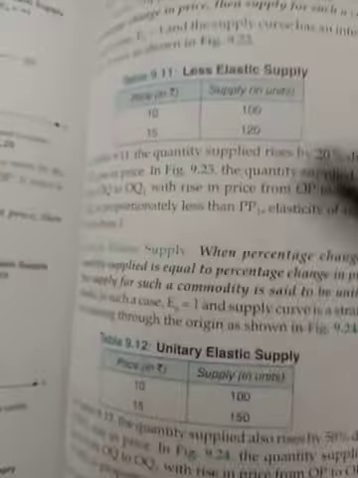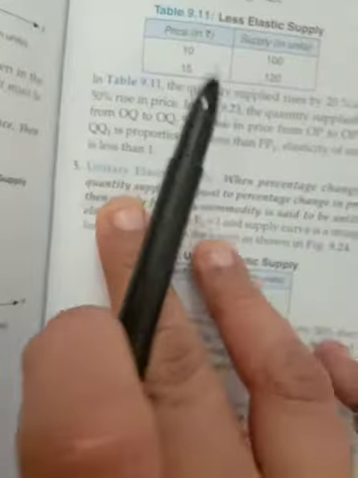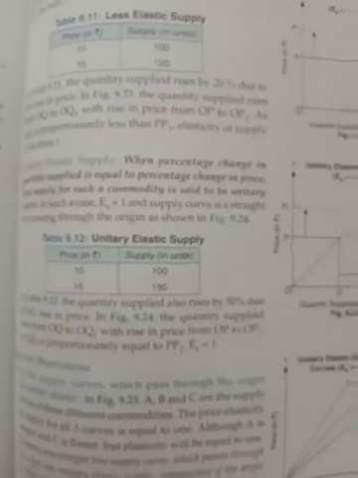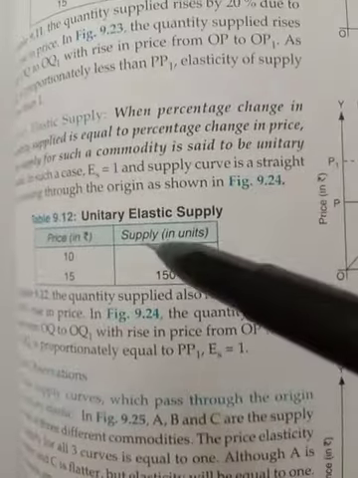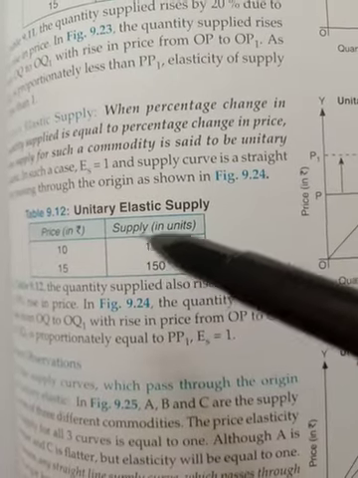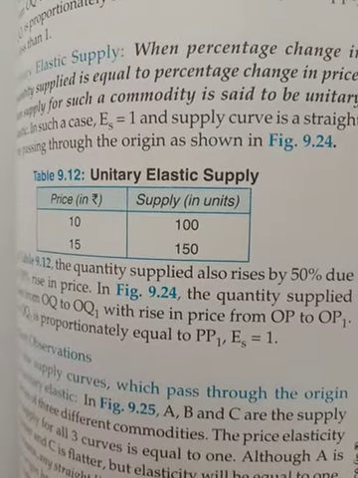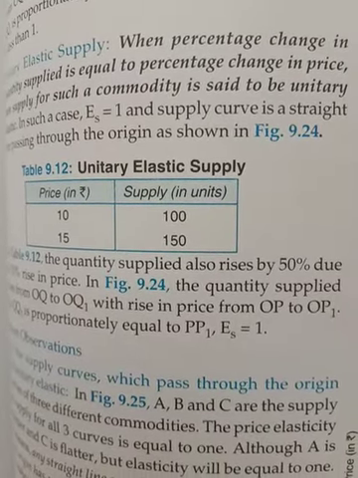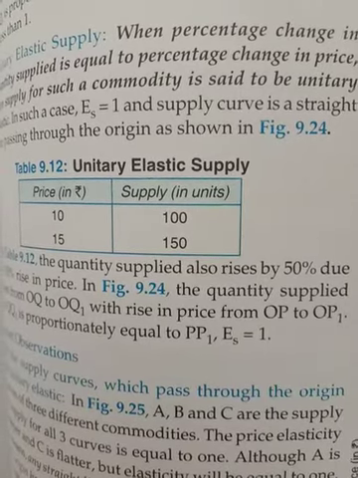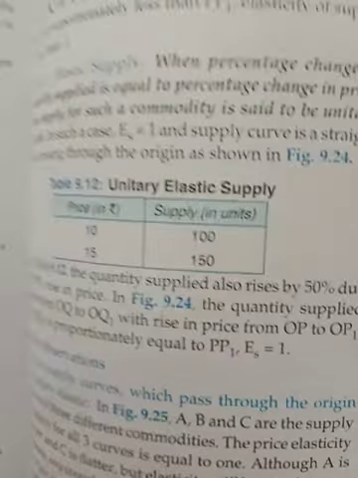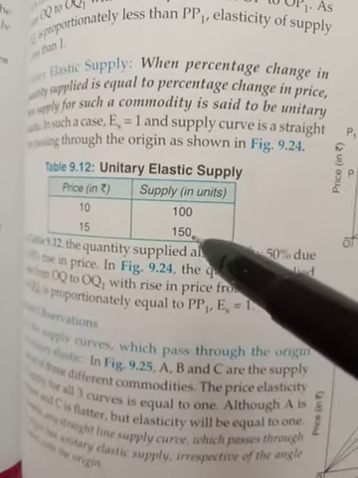So here is the less elastic supply. Now next is the unitary elastic supply. Here elasticity of supply is equal to 1 because unitary stands for 1. So what type of changes occurred there? Percentage change in price is equal to percentage change in supply. So here you calculate the percentage change in price, that is 5 by 10 into 100, because 5 is the change in price, and there you will get 50% change in the price, and here also 50% change in the quantity.